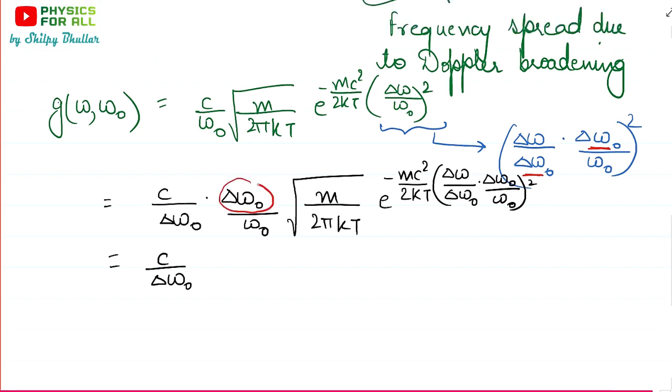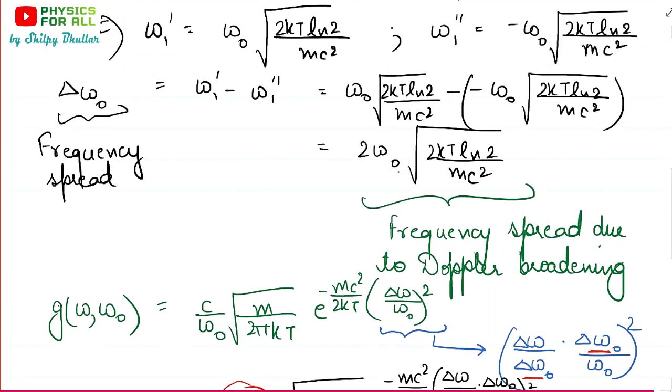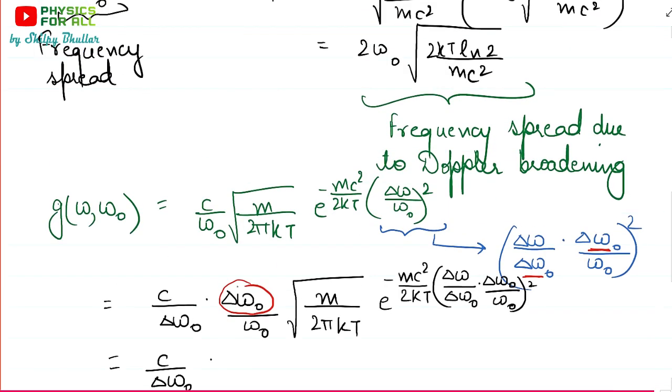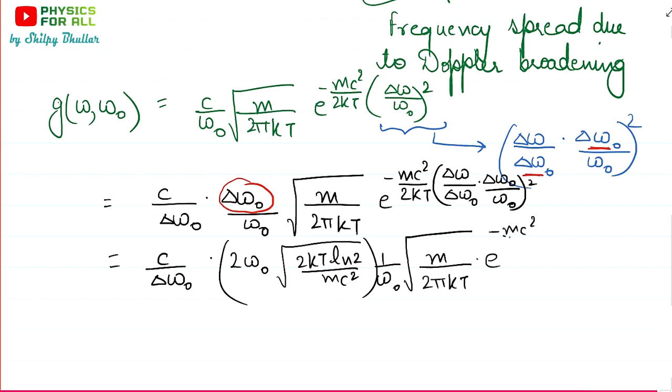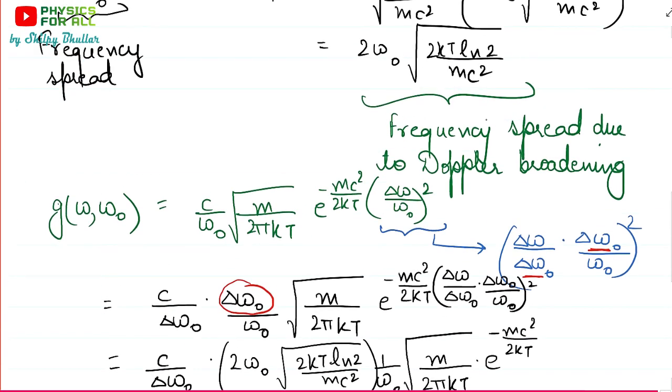I'm going to substitute for this delta omega naught, because all we know is the value of delta omega naught and nothing else. So what is delta omega naught? This is the value of delta omega naught. So let's substitute: 2 omega naught under root 2kT ln2 upon mc square, and then we have this 1 by omega naught also. Then we have this term, again m upon 2 pi kT, and then the exponential term e minus mc square upon 2kT, and next for delta omega naught, again I'm just going to square.